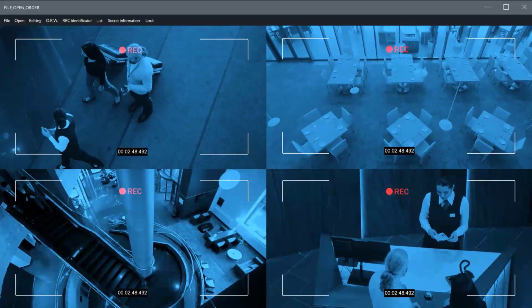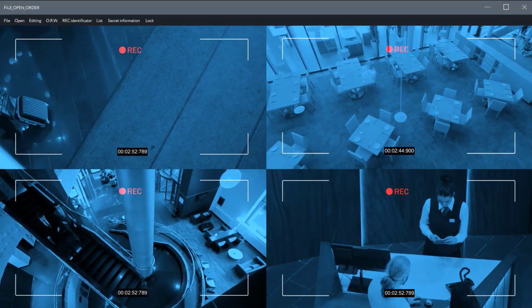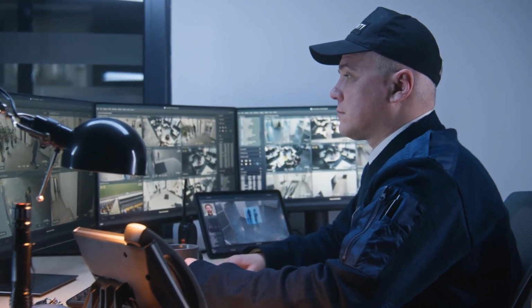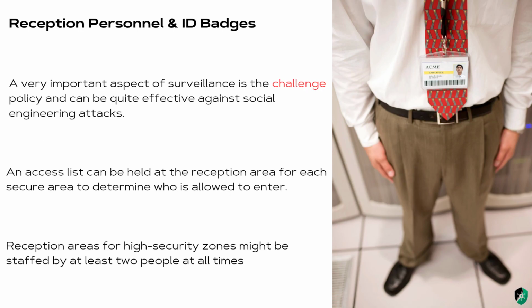The other big advantage of using CCTV is that movement and access can also be recorded, but the main drawback is that response times are longer and security may be compromised if not enough staff are present to monitor the camera feeds. And of course, we can also make use of ID badges and the reception personnel.